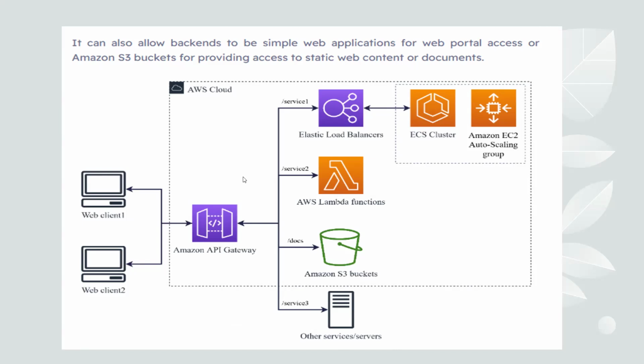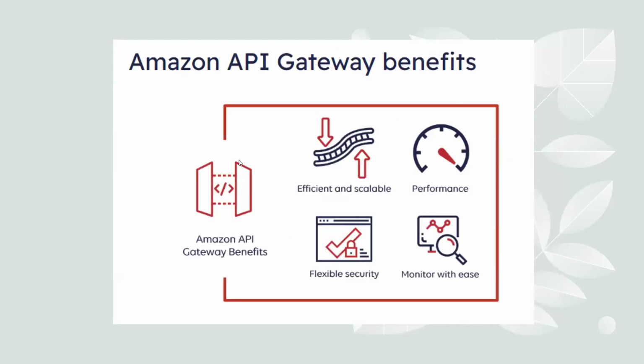Yeah, so that was it, and now we can see the API gateway benefits. It's efficient and scalable. API gateway itself is very scalable. It scales up and scales down depending upon the traffic. It is also very performant and flexible in security, as it has all those features.